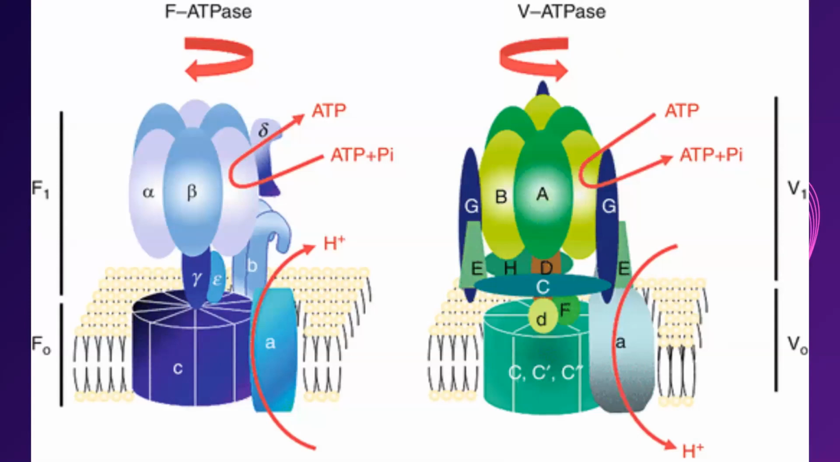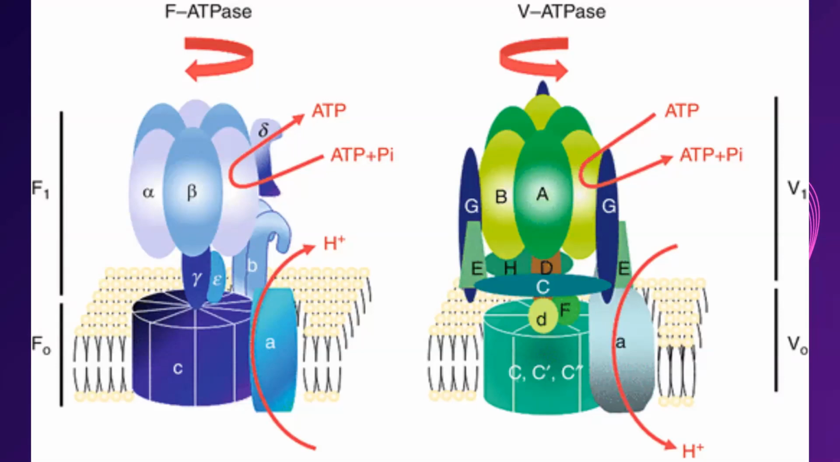So there is a slight difference between the F-ATPase and the V-ATPase. The biggest difference that you should really know is that the F-ATPase rotates clockwise while the V-ATPase rotates counterclockwise. The structure is generally similar, but V-ATPase contains more parts and more subunits. The main difference, though, is the counterclockwise movement.